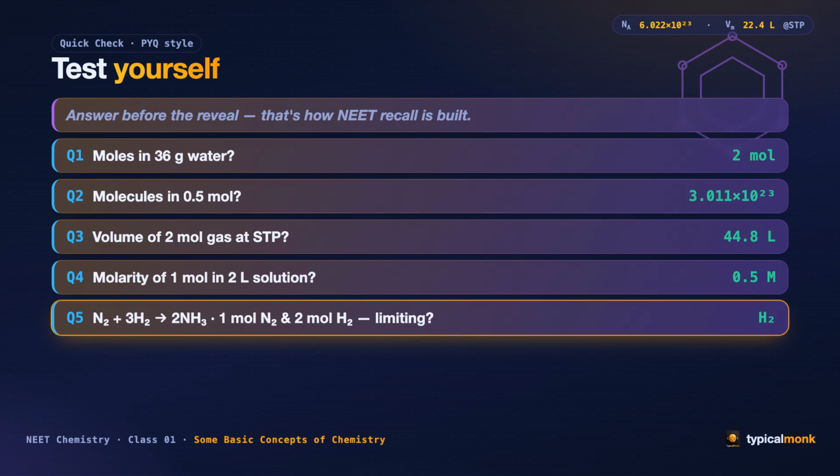And question 5. The thinker. In nitrogen plus 3 hydrogen gives 2 ammonia, you have 1 mole of nitrogen and 2 moles of hydrogen. Which one is limiting? Careful. 1 mole of nitrogen demands 3 moles of hydrogen, but you have only 2. This time, hydrogen runs out first. Hydrogen is the limiting reagent. If you quote that reversal, you have truly understood today's class.